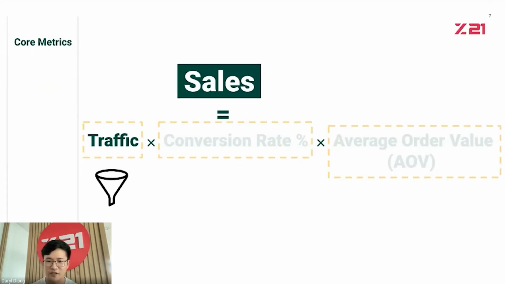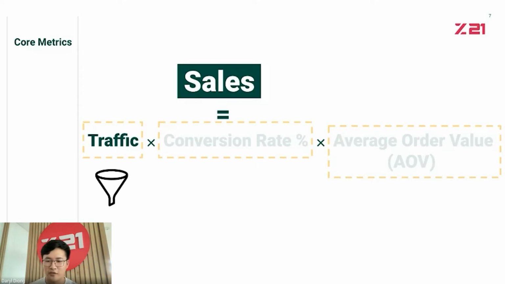So sales is a very broad term. It almost seems counterproductive to think about, okay, how to increase our sales. So we need to break down things into three parts: traffic, conversion rate, and our average order value. If you times everything together, you get the sales.